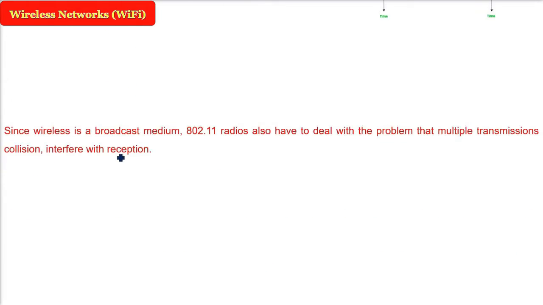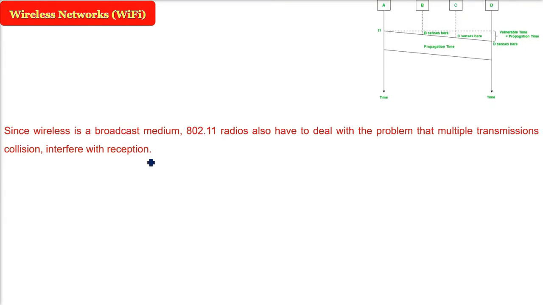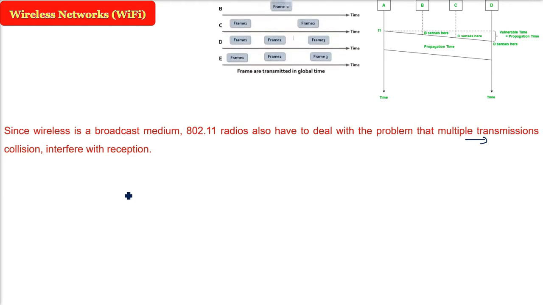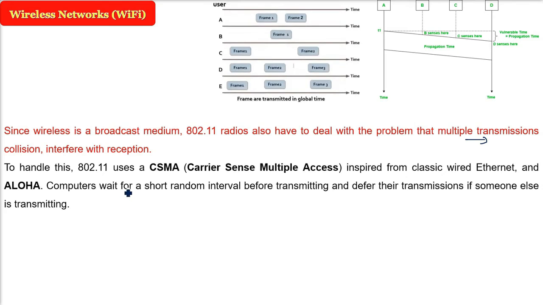Now, since the wireless is a broadcast medium, it goes to everyone. So 802.11 has to deal with a collision problem. Because collision means two packets can collide. So in order to handle this, 802.11 also uses CSMA, carrier sense multiple access.